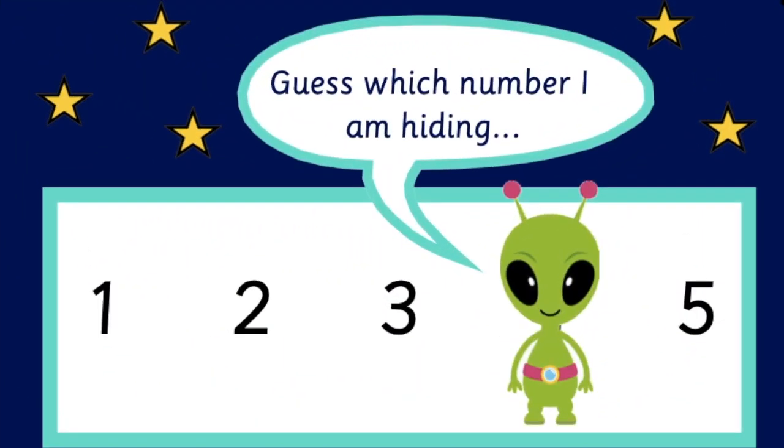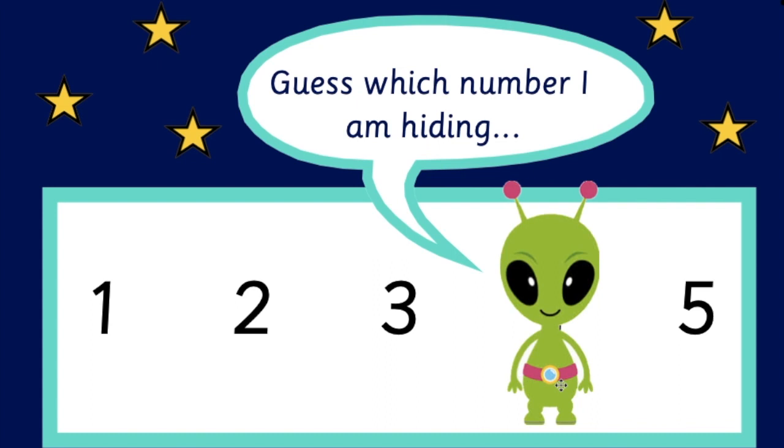Oh, I can see a speech bubble. The speech bubble says, guess which number I am hiding. Which number is hiding behind the alien? Let's check by saying the numbers that we can see. 1, 2, 3, beep, 5. Which number is under here?